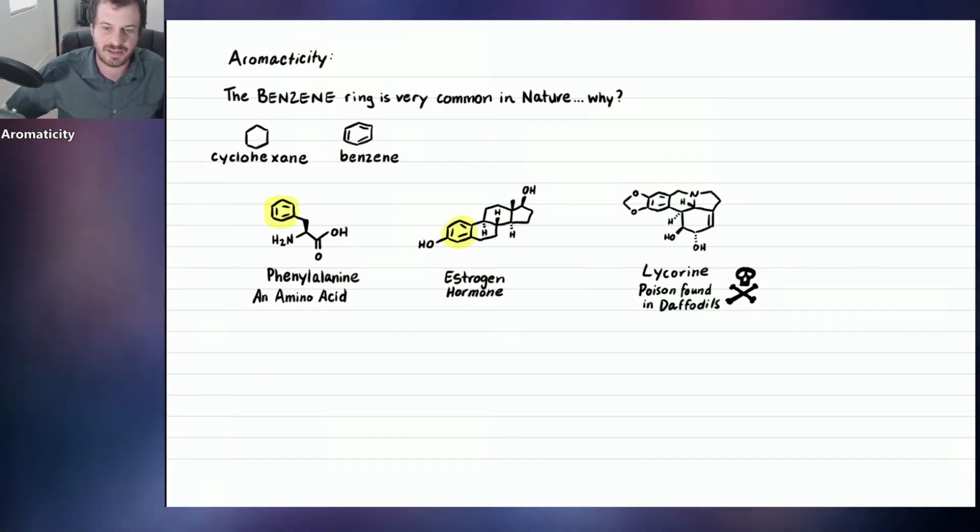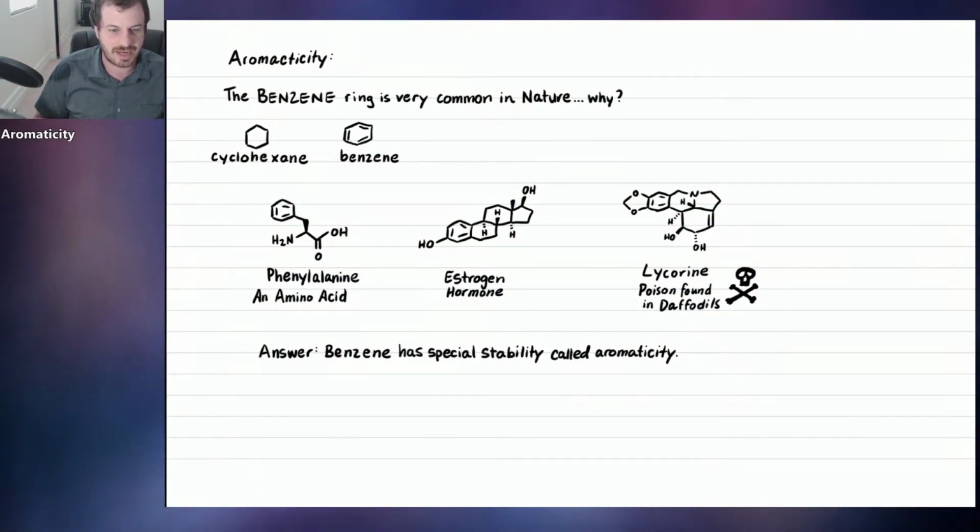And then licarine, now that we are not so thankful for. That also has a benzene ring buried inside, but it is poison found in daffodils. So be careful, don't eat daffodils. You'll be exposed to licarine, which is a poisonous organic compound. So why is the benzene ring so common in nature? Well, that is because benzene has special stability called aromaticity.